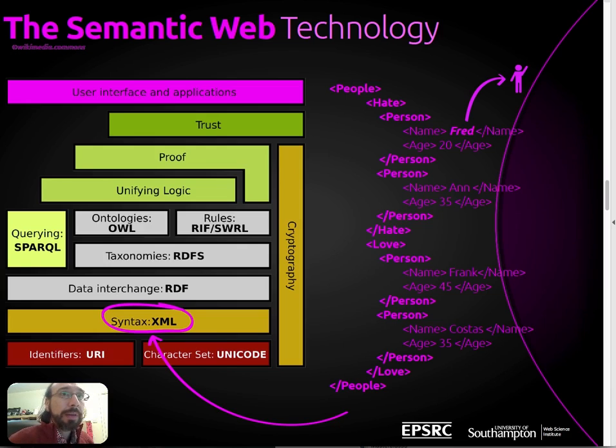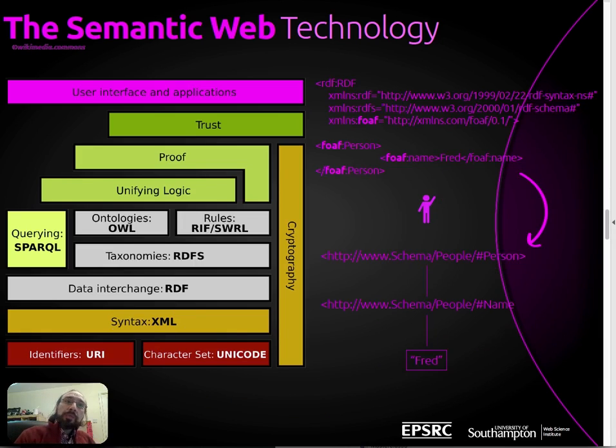So we can describe a person that has the name Fred and his age, and perhaps another person whose name is Anne and her age, and so on. So we can carry on describing these different names and ages of people. And then you can also describe people that you like, people that you hate. So you describe different characteristics through the code, using XML to describe those particular relationships.